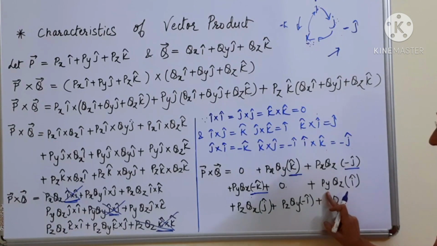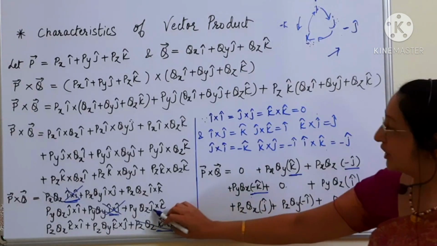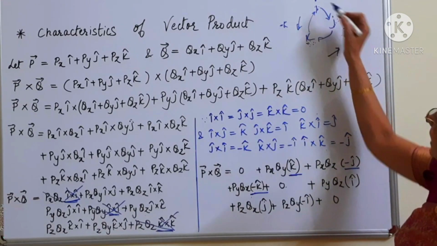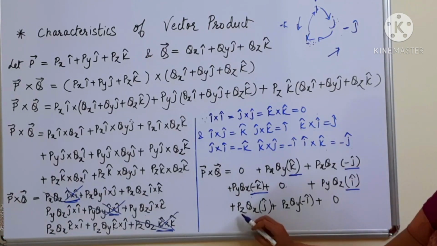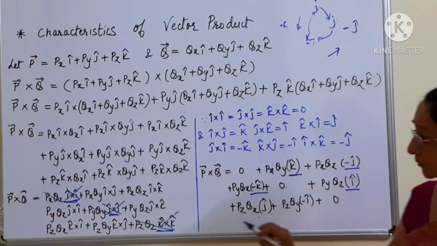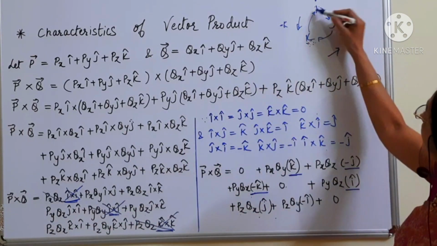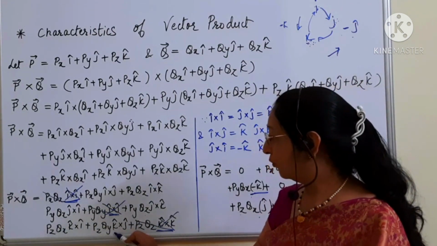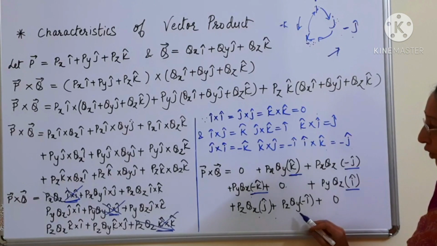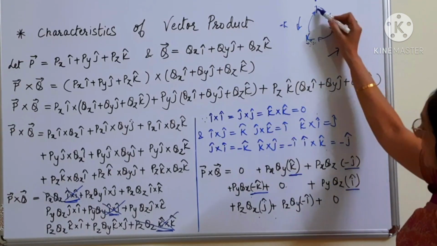Then py qz. J cross k is I. So this is I. Then pz qx, k cross I. So k cross I is j. And pz qy, k cross j, that is minus I.